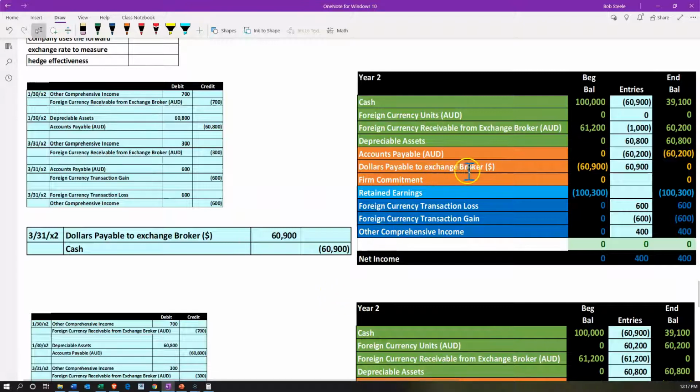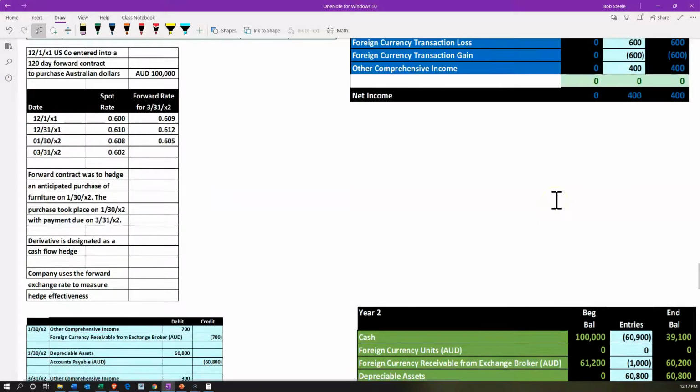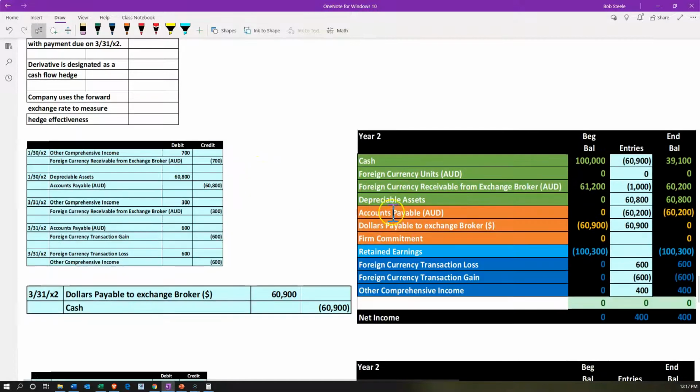So you'll recall the forward contract was on the books at the 60,900 forward contract here. And it went on the books way back when we first put the forward contract on the books, which was the 100,000 times the 0.609. Hasn't changed since that time because it's in US dollars. There was no currency effect on it. It's just sitting there. Now it's basically due because now it's the due date, 120 days later. So we're just going to pay it off.